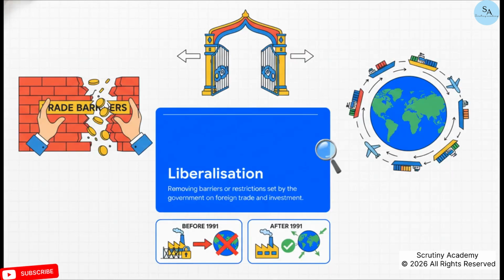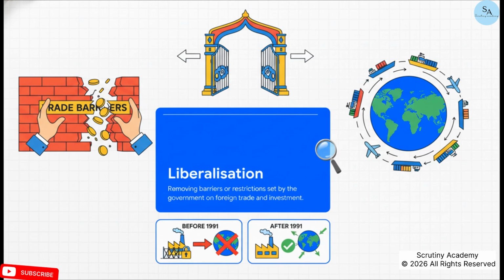And a second piece of the puzzle is liberalization. The easiest way to think about this, it's the government basically opening the doors to the world. Before 1991, India had these things called trade barriers. Imagine them like walls. For example, a huge tax on imported stuff to protect our local companies.